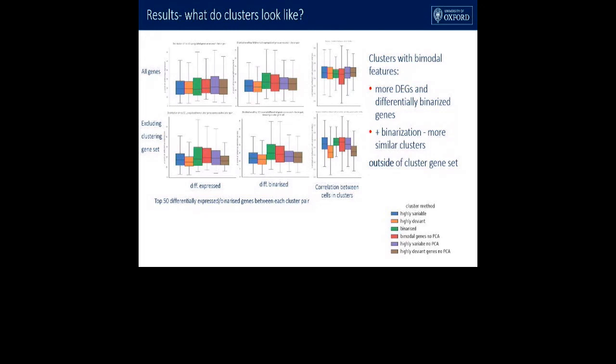And finally, we just looked at the correlation between cells within each of the identified clusters, and we found that the binarization approach especially is resulting in more similar clusters. So together, these results are suggesting that clustering on bimodal genes and further binarized genes results in clusters that generalize better away from those genes that you've used to cluster them on.